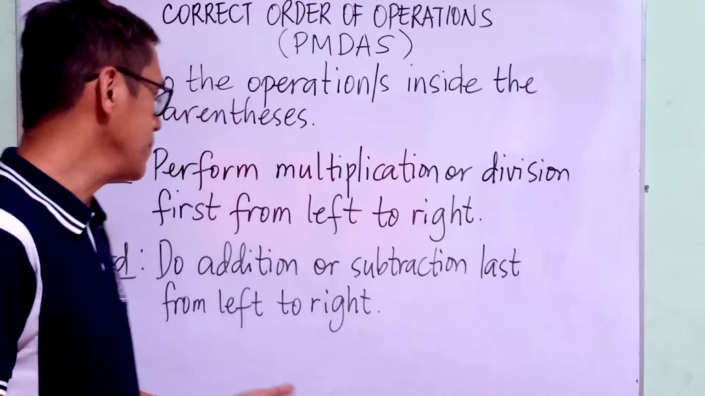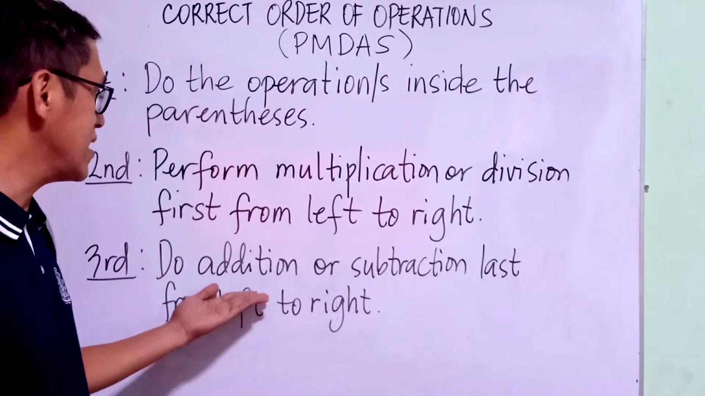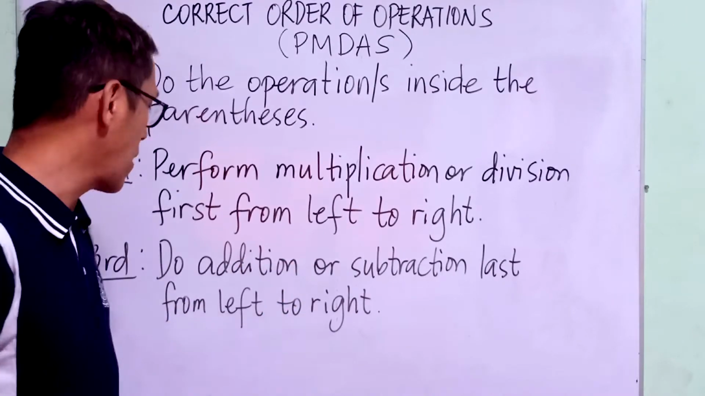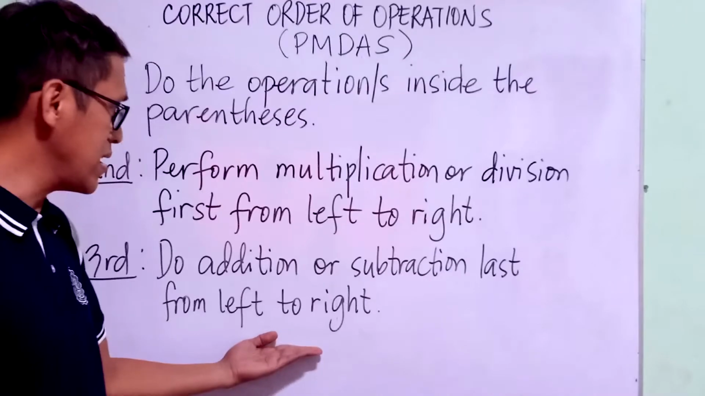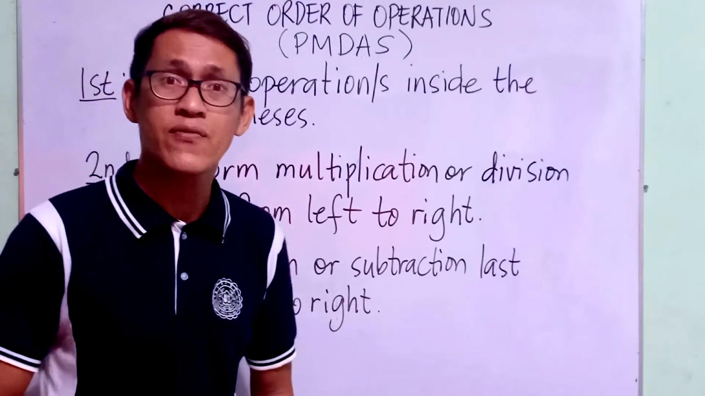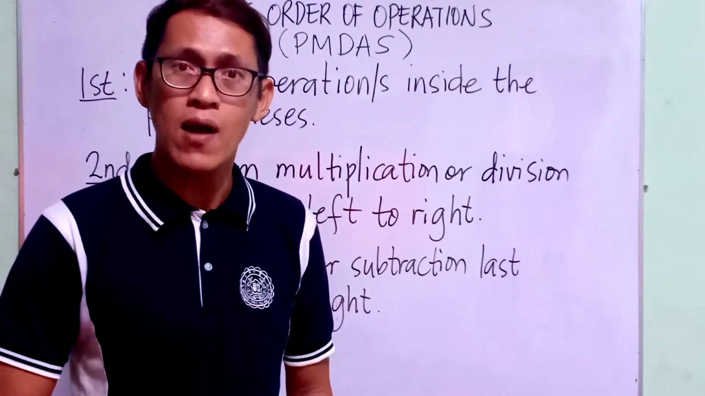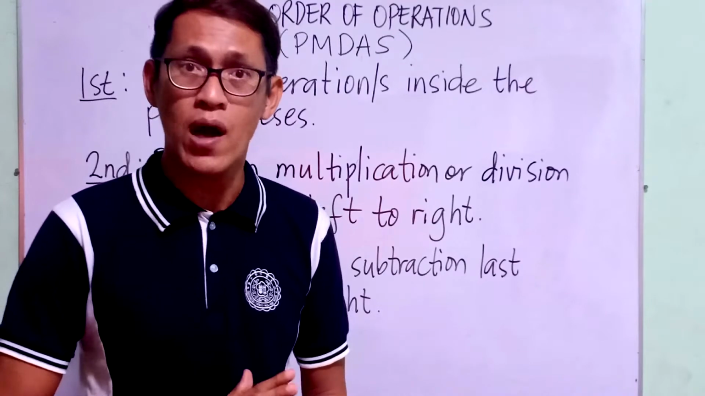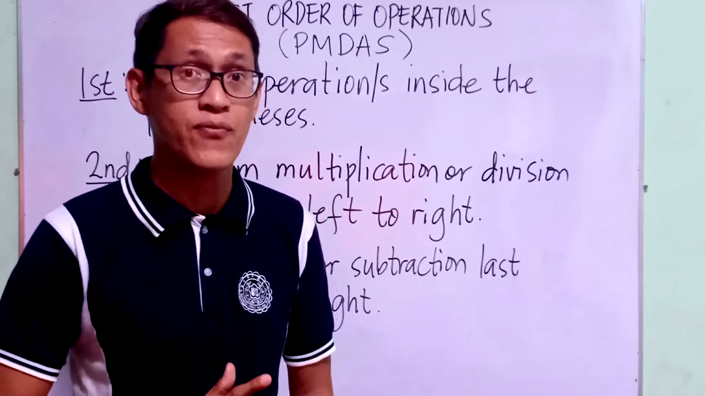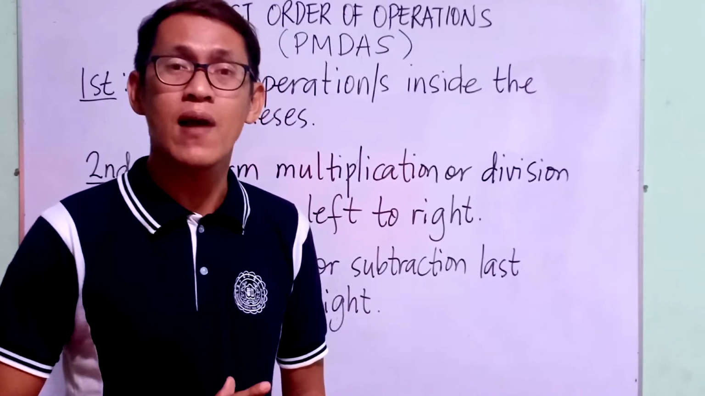Then the third one, always do last addition and subtraction from left to right. Again, the meaning of this: if addition comes first, add first, then subtract, if you are working from left to right. Or if subtraction comes first, you have to subtract, then add.